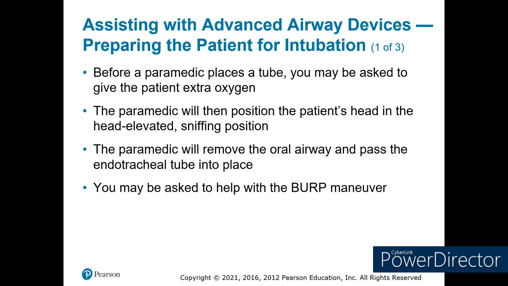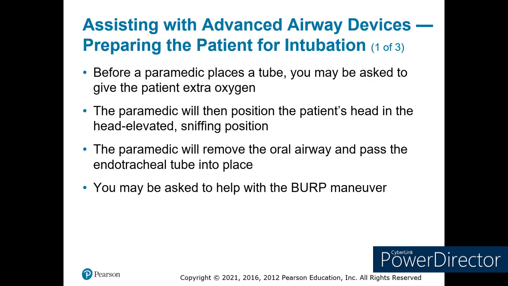So when the paramedic's going to put the advanced airway in, they're going to want to put the patient in a sniffing position. So they tilt the head back, put the nose straight up. They're going to ask you to make sure the patient's got extra oxygen just so they have a few extra seconds to get the tube in correctly. They'll pull out the OPA, drop an endotracheal tube in place, and then they may ask you to burp the patient. What they're asking is for you to grab the cricoid cartilage.